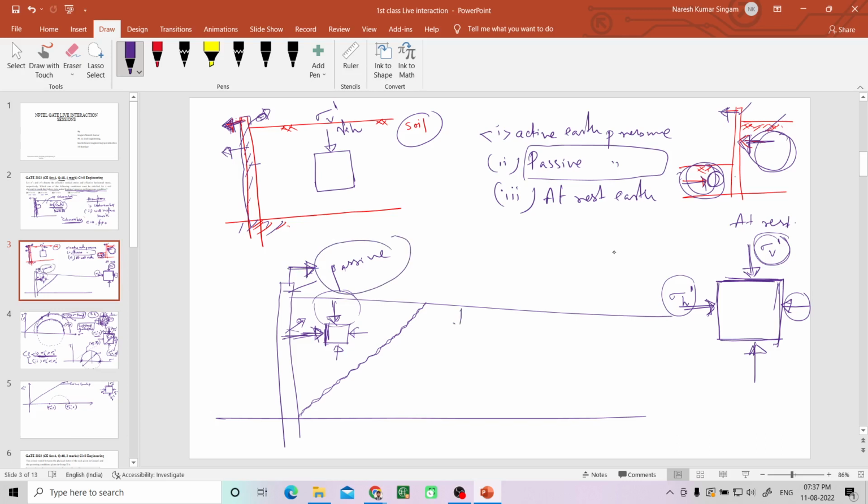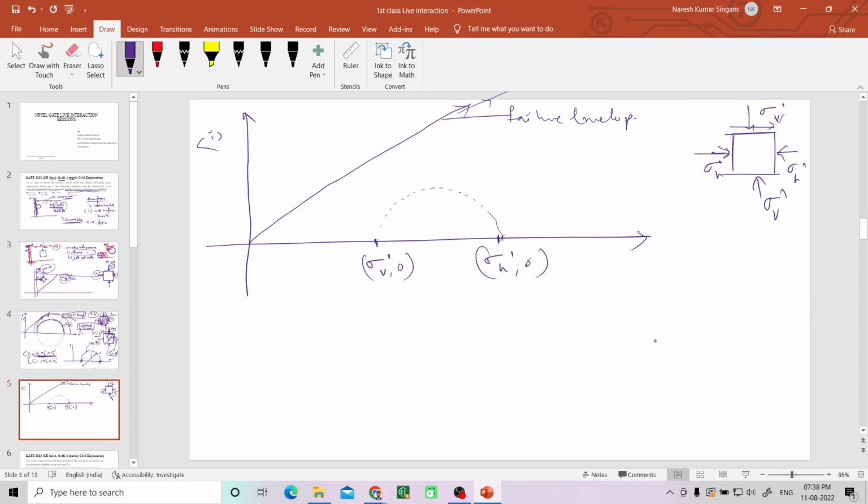Will sigma v change? It doesn't change, because height is not changing and gamma is not changing. That is the reason why sigma v is always constant, that you should remember. So the change in pressure will happen only in the horizontal direction, from some value before movement to some value at failure. So it changes from one point to another point. Only sigma h will change. You should remember that. Okay.